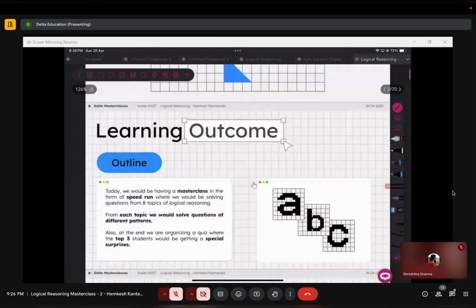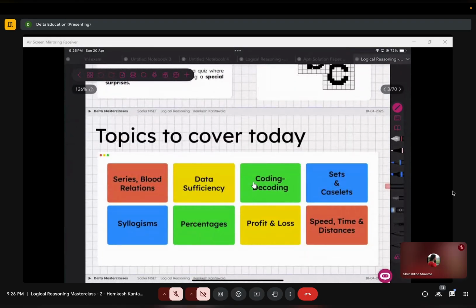So the remaining topics are series, blood relations, data sufficiency, coding, decoding, sets and caselets, syllogisms, percentages, profit and loss, speed, time and distance. Okay. So from these topics, what I would like to say is series and blood relation is an important topic. Coding, decoding is an important topic. And there is one question, of course, from data sufficiency in each. So this is also important, and profit and loss is also important. So mostly at least one question comes from each.